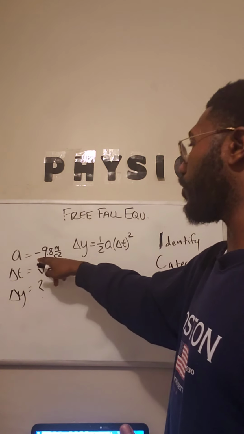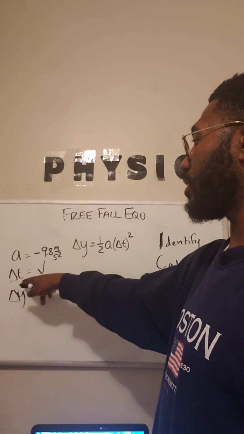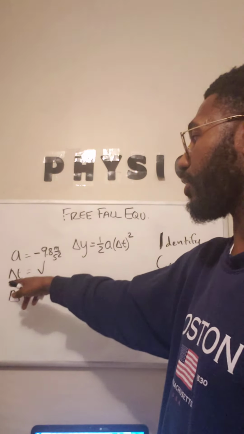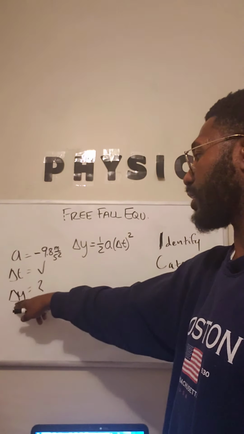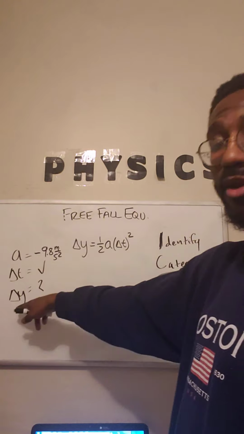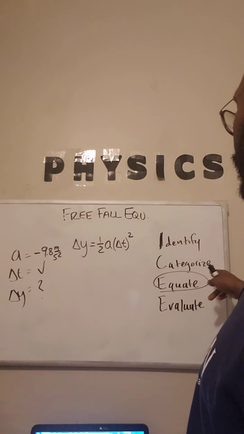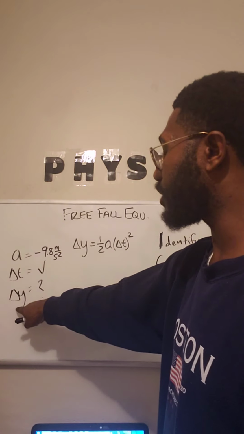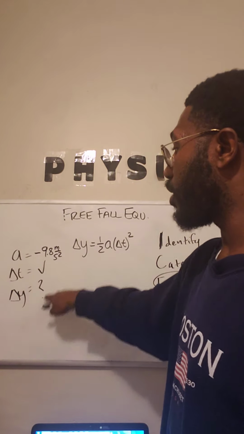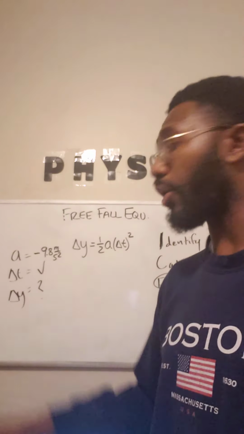So we know acceleration is negative 9.8 meters per second squared. We know that we have the time. We would categorize that using delta t, and how far, that question in the case of free fall, we categorize with delta y. So we identified everything, categorized everything. We are now at the equate step. So we need to equate the variable we don't know with some expression, so that we can solve for it.